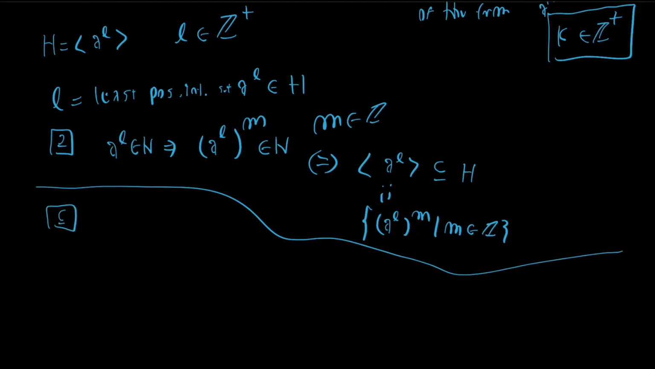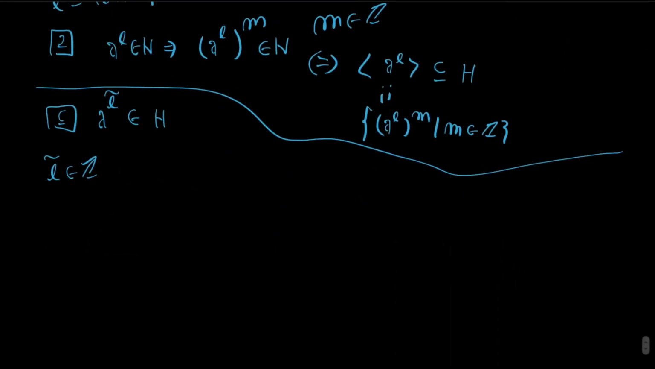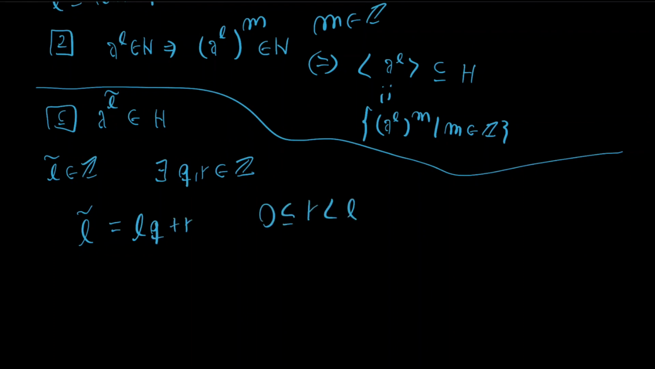Now for the other inclusion, the direct inclusion, let's take a general element of H. A general element of H is of the form a to the L tilde, where L tilde is an integer, and it is an element of H, of course. Now, by the properties of the integers, and this is a pretty well known number theoretic fact, by the division algorithm we can find integers q and r, the quotient and the remainder, such that we can express L tilde as L times q plus r, where r is greater than or equal to 0 and less than L.